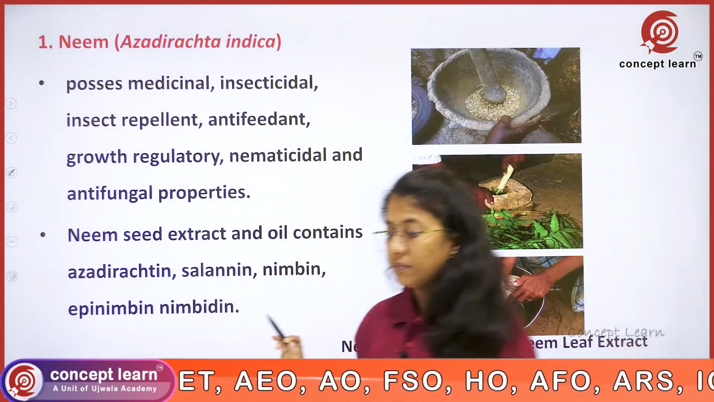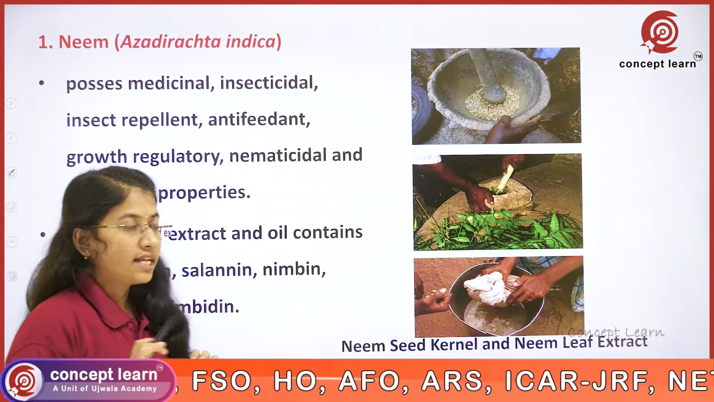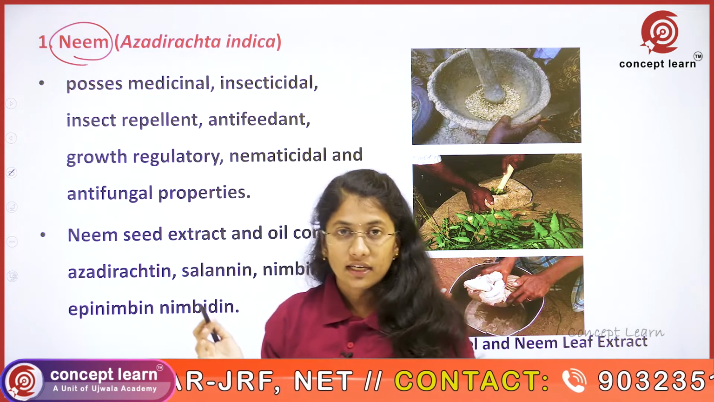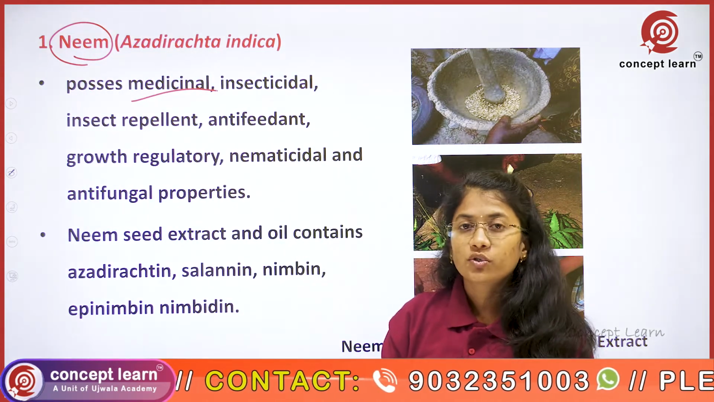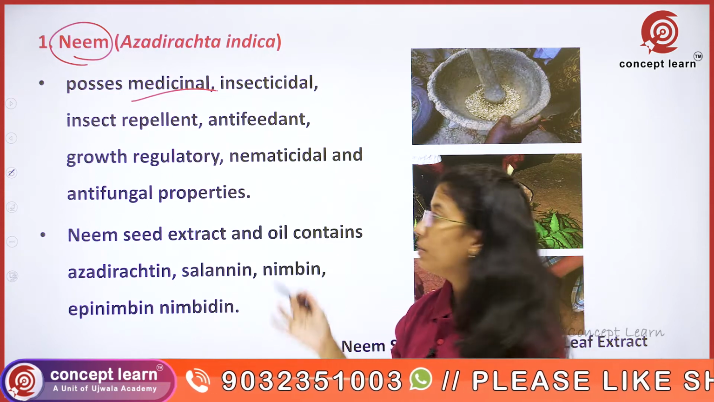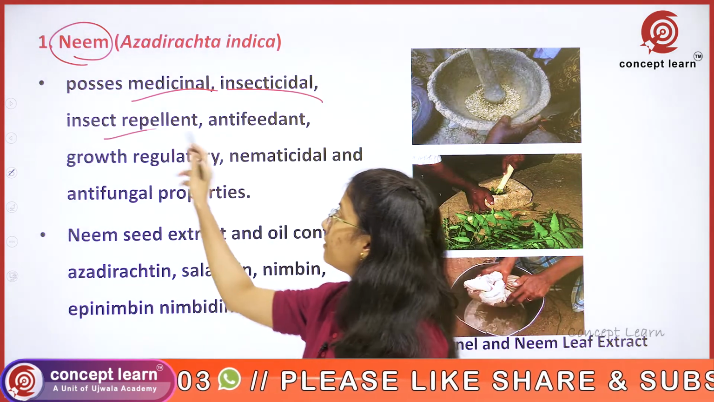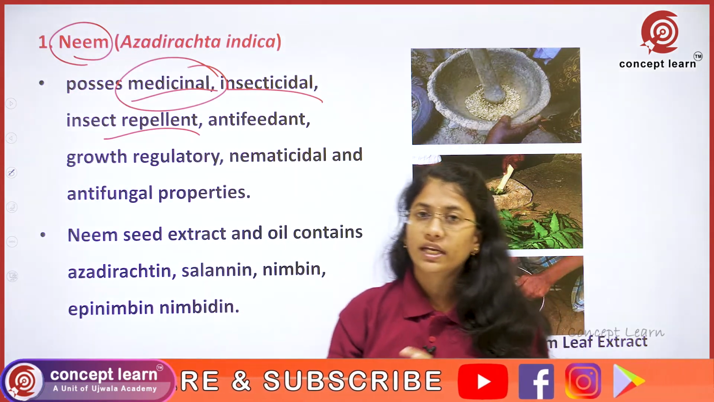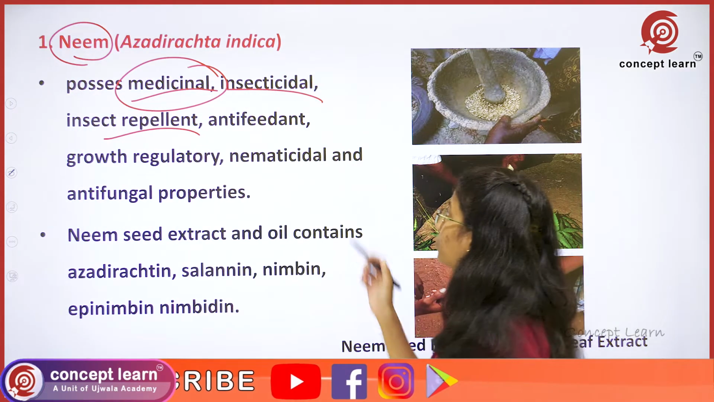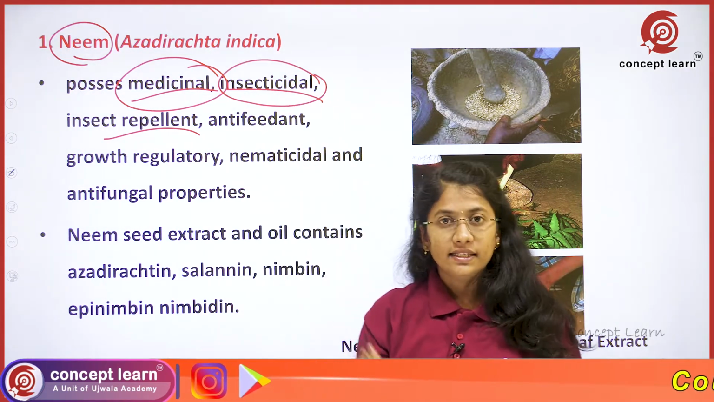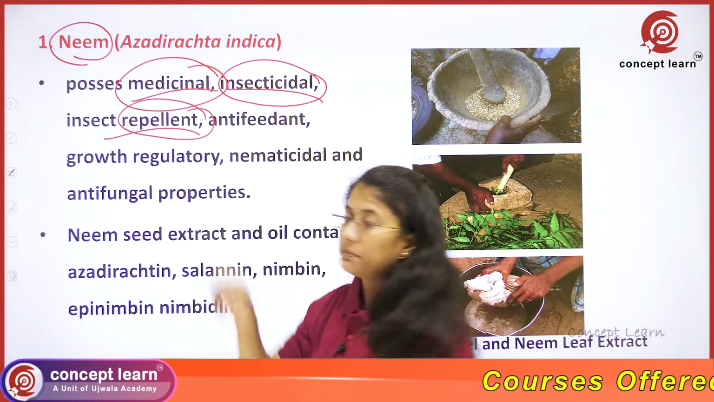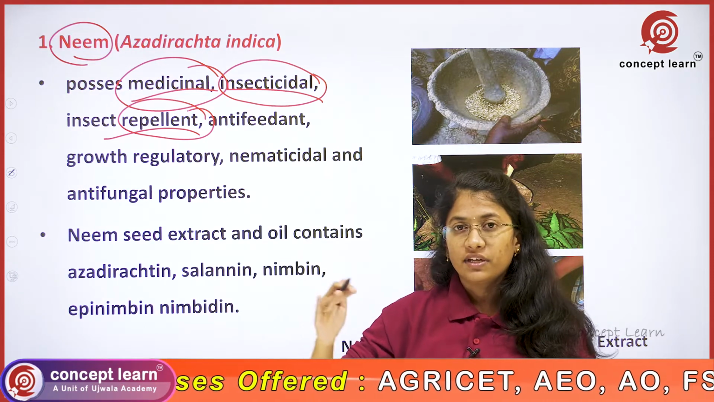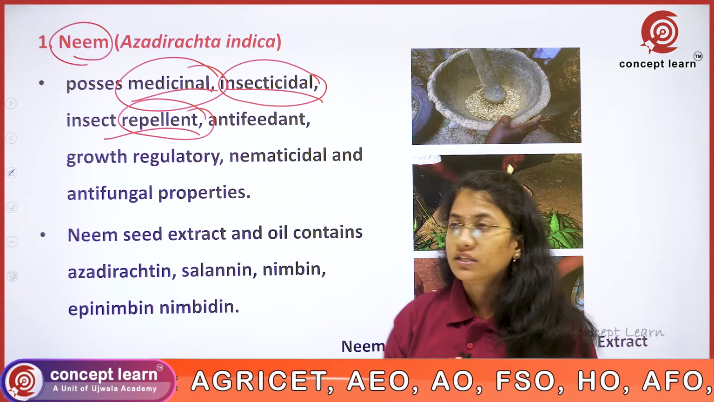Neem is the major important botanical plant from which we can extract several compounds. The compounds extracted from the neem possess medicinal, insecticidal and insect repellent properties. Medicinal means these neem products can be used to cure diseases. Insecticidal means they can be used to kill insects. And insect repellent means it does not allow the insect to come near, it repels it away. It makes it move away from the source.